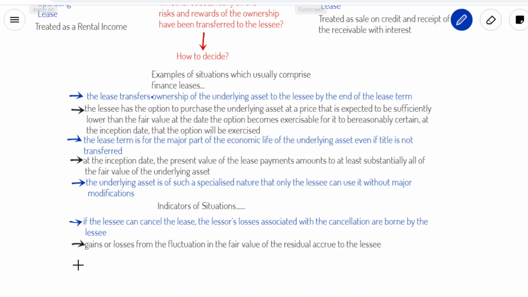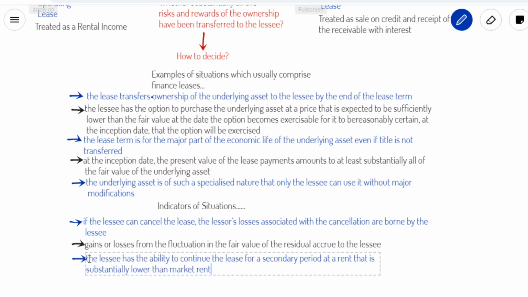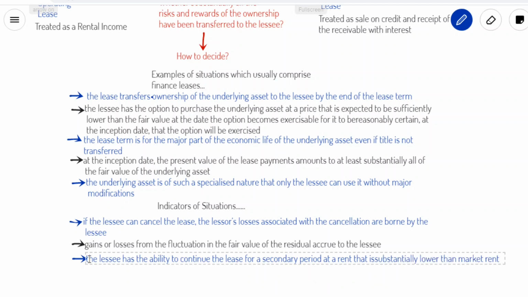And lastly, the lessee has the ability to continue the lease for a secondary period at a rent that is substantially lower than market rent. So if there's a secondary period, for example, if the useful life of the asset is 10 years and the initial period decided for the lease was 5 years, but the lessee also has a right to extend that lease after 5 years for 4 more years at a much lower price than the market, then it would be assumed that the lessee has actually obtained significantly all the risk and rewards of the asset.